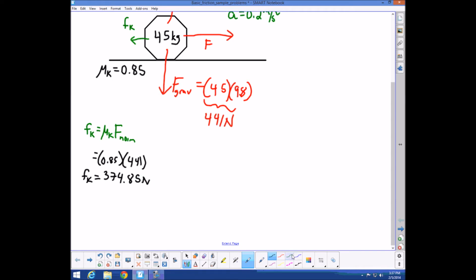Now we're ready to go through and solve the problem. We're going to set this up looking at all the forces. The net force on this boulder is the sum of all of the forces acting. We have the unknown force F acting to the right, and the force of kinetic friction acting to the left. Because it's acting to the left, and I made the right the positive x direction, the force of kinetic friction is negative. So this is the unknown force F minus 374.85 newtons.